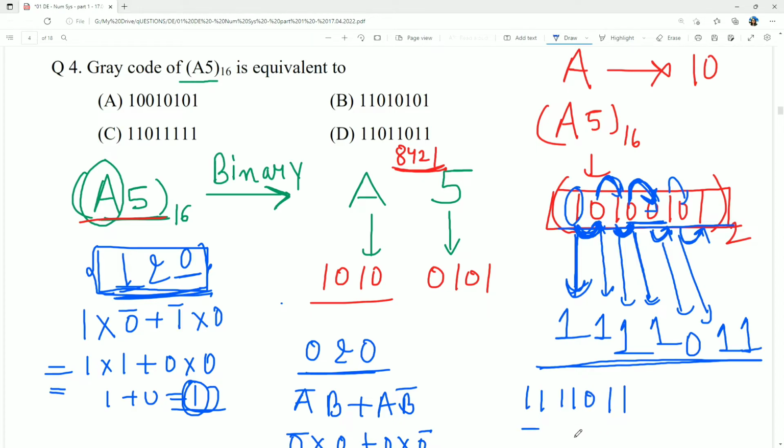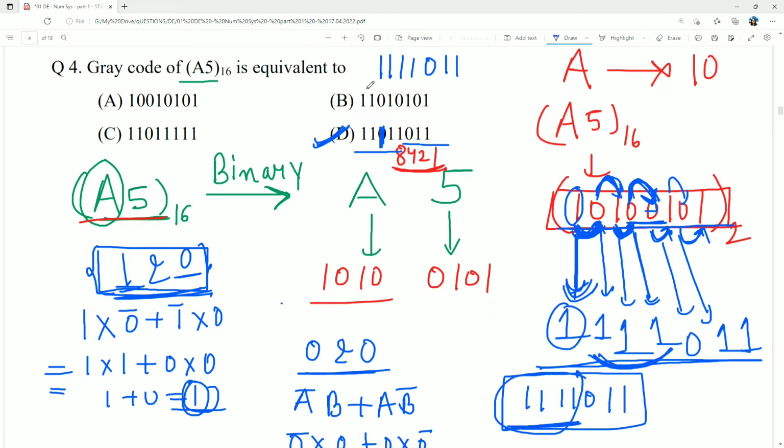11110111. I think there is some confusion in the options. So according to me, there is some mistake in the options. So this will be your correct answer. This is not mentioned in the options. No need to worry. This will be your correct answer. Please write it over here by mentioning option E, which is this one. So this is your correct answer.